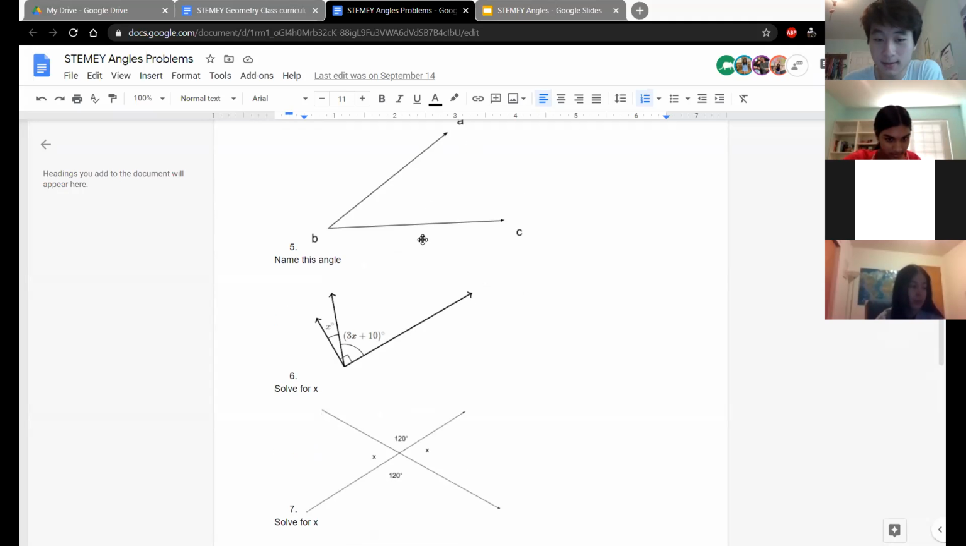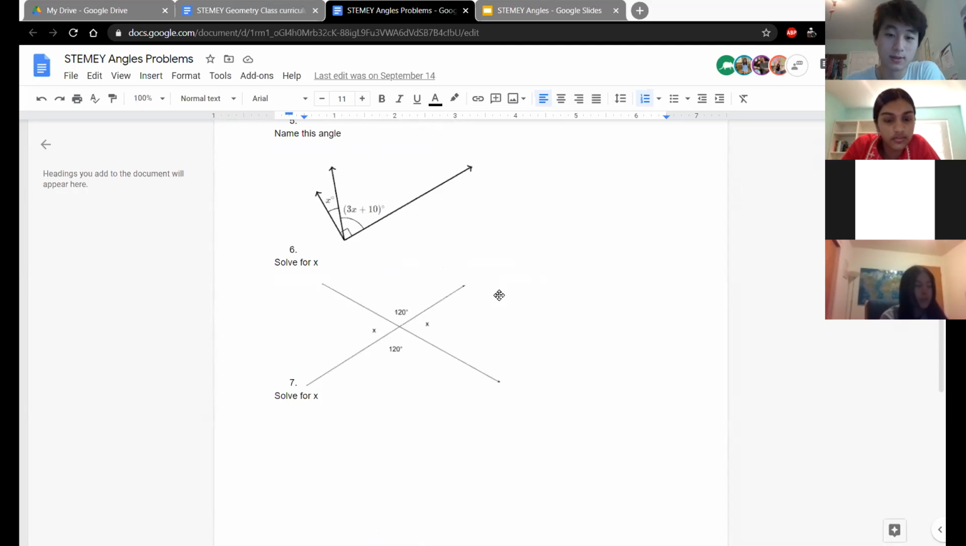Now for number 6, can someone solve for x? Nice. Would you like to explain to everyone? So we just set up an equation: x plus 3x plus 10 is equal to 90. So then we get 4x plus 10 is equal to 90. Then 4x is equal to 80. X is equal to 20. Nice, good explanation.